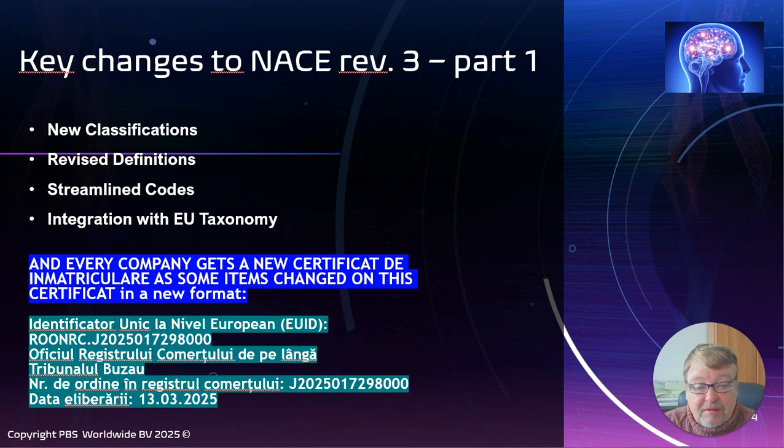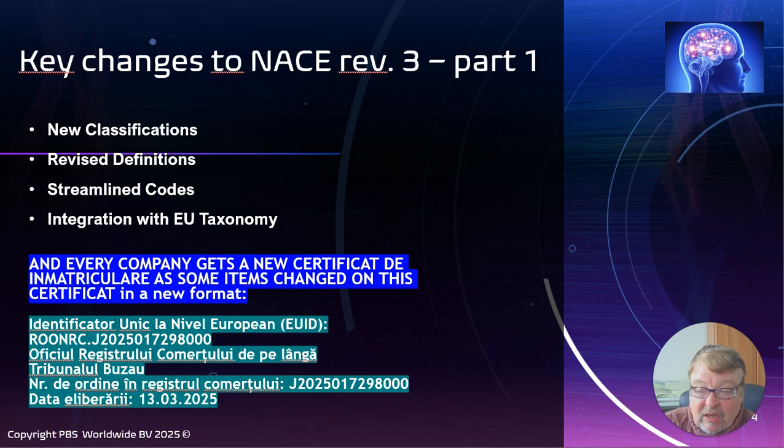You go for the NACE codes and you get automatically a new certificate, the immatriculare, where they put an EU ID. Here it's RO, and then on the register number, G, 20, 25, and so on. Before, it was like G, slash, and so on. Now it is one number.